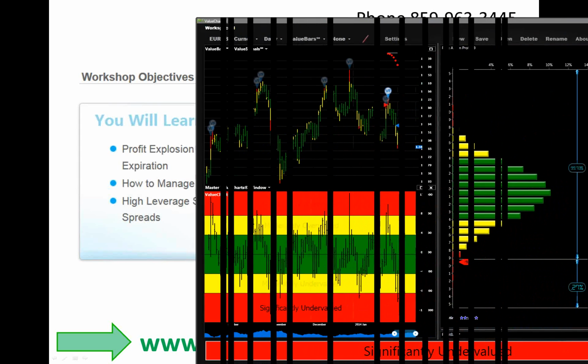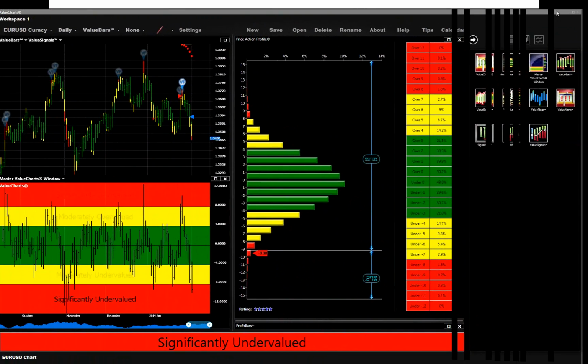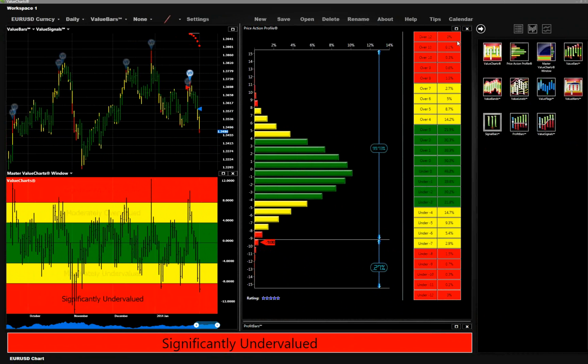Let me show you. This is an example of some of the cool graphics we're going to have on our new platform. All right, so this is what we call the Master Value Charts window. Now, this is development time, but I can look at this right now, looking at the Euro-US dollar daily. I see that it's significantly undervalued, trading in the -9 value charts valuation range. It trades below that 7% of the time historically. I mean, the power of this information that's available is extremely helpful.